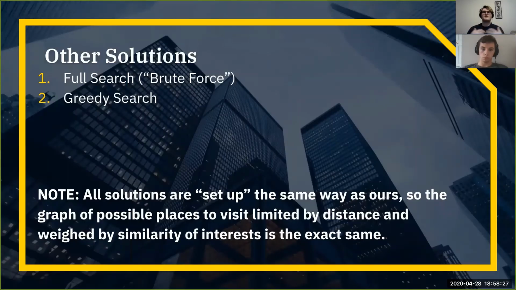However, as part of this, we need to compare these edge cases to other solutions. So what are these other solutions that we're looking at? Before going into them, we would like to note that all solutions are set up, so to speak, in the same way as ours. So the graph of all possible places to visit are just limited by the distance, and the nodes are weighted by similarity of interest in just the exact same way. So we are only looking at the solving of the graph, not the creation of the graph for our algorithmic comparisons.